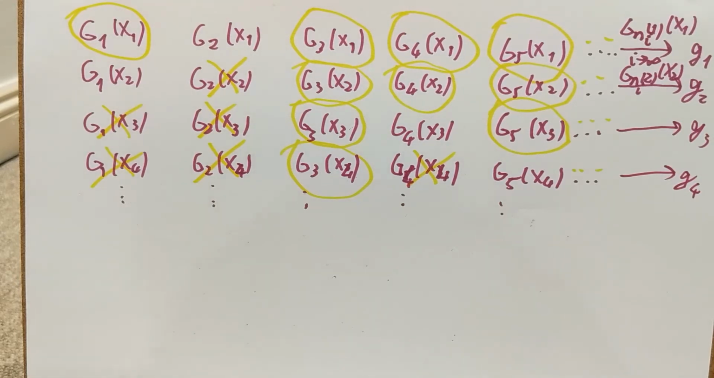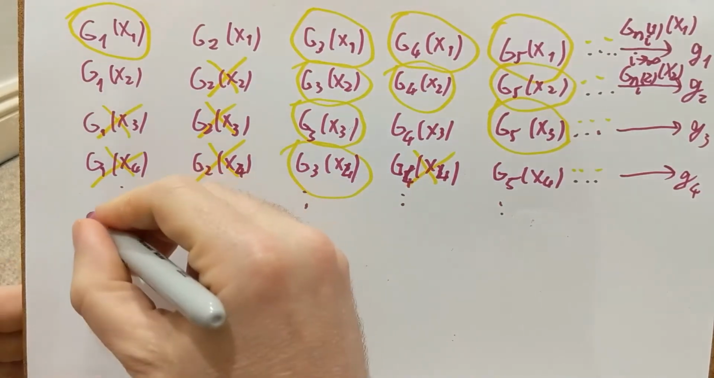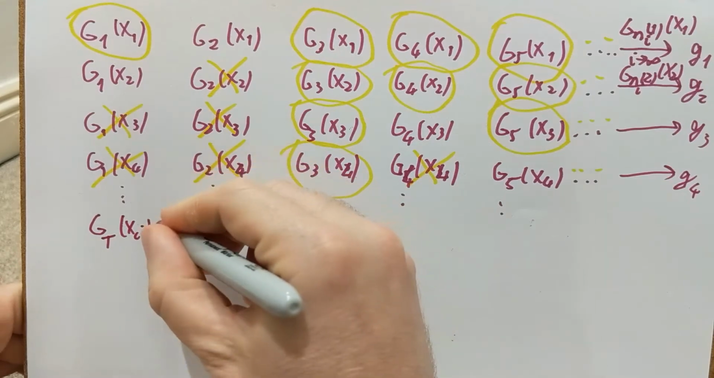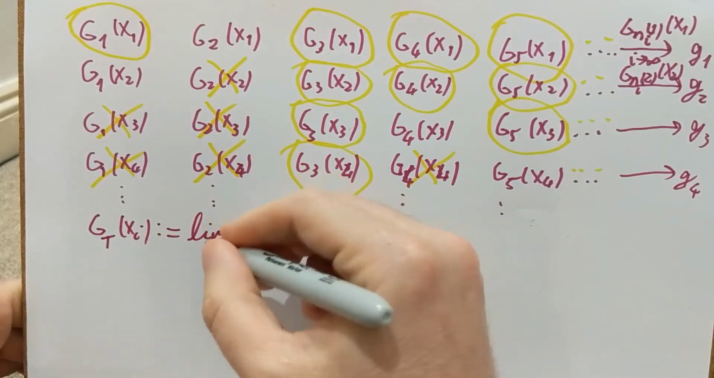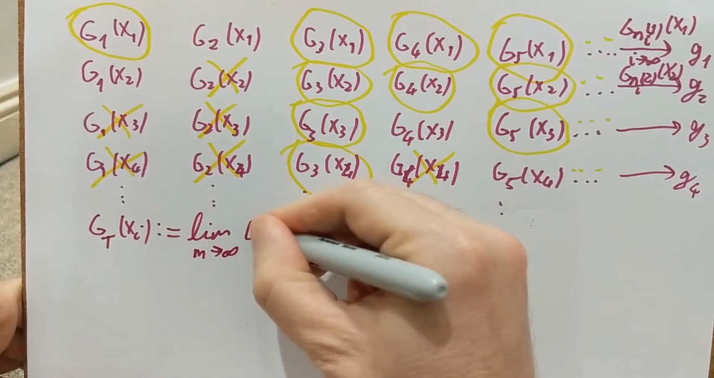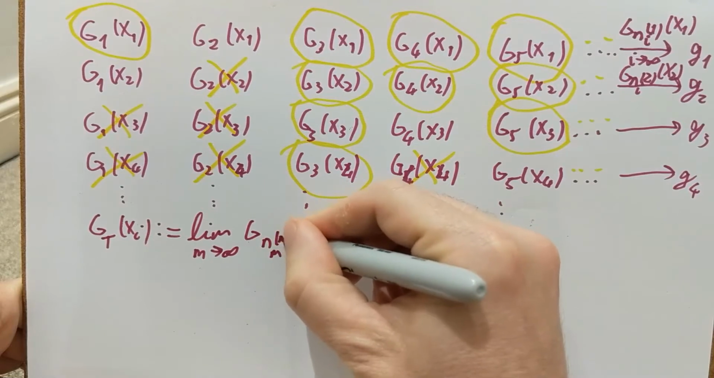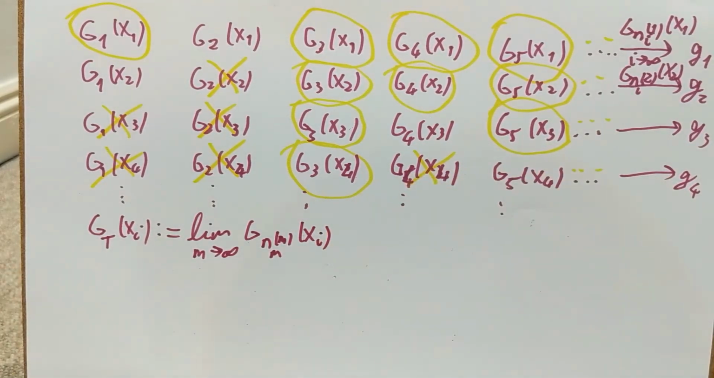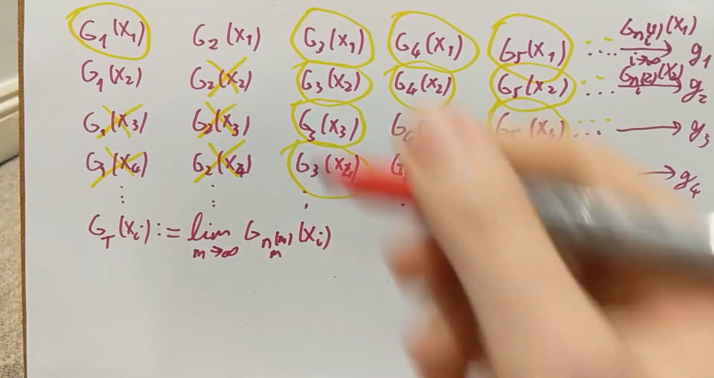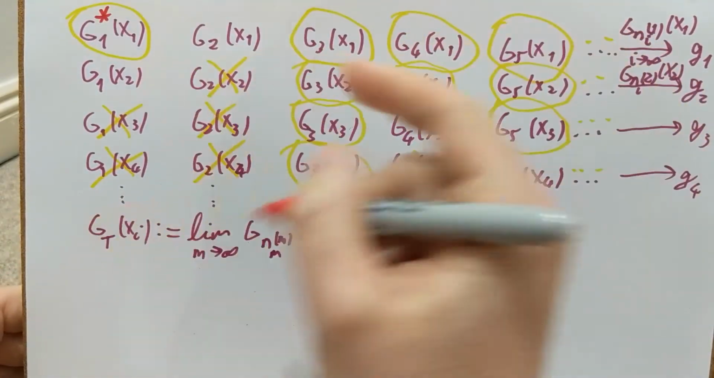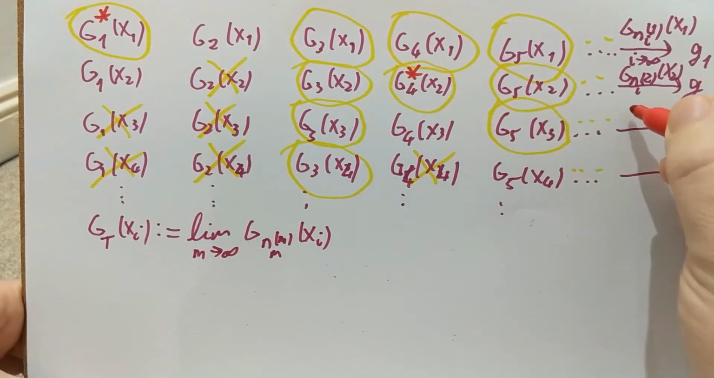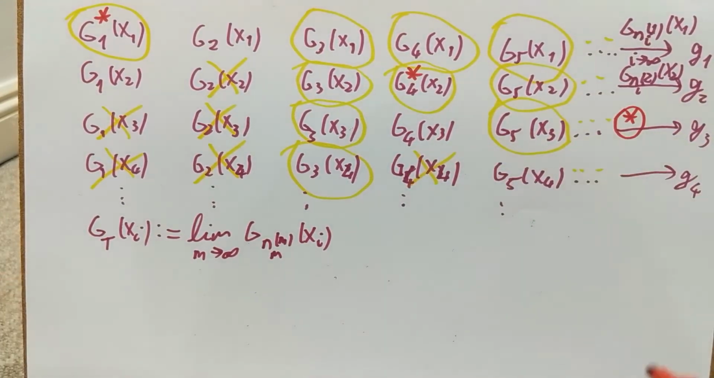The second step is that out of these numbers I'm going to pick by a diagonal argument. So I'm now applying a diagonal argument. I'm going to pick a function g, and on the xi's it is going to take the following value: the limit as m goes to infinity of g n_m at x_m. In other words, I'm picking the mth term of the mth subsequence. So let's see what that means. I'm picking the first term of the first subsequence, the second term of the second subsequence, and the third term of the third subsequence, which is somewhere out here, and then the fourth of the fourth, and so on and so on.